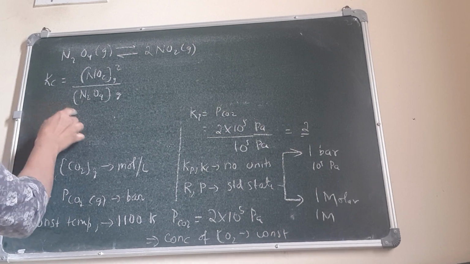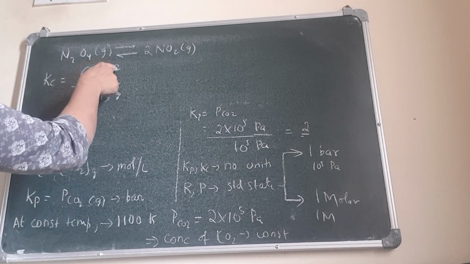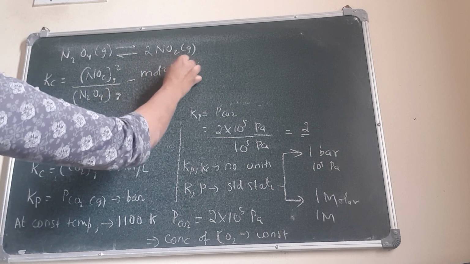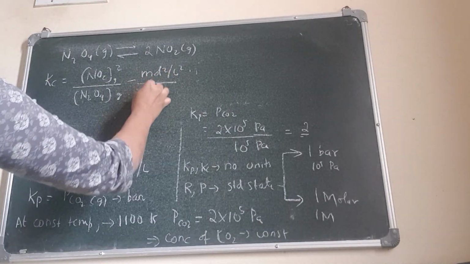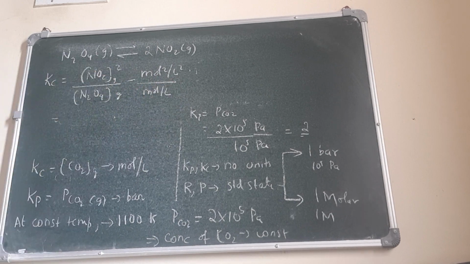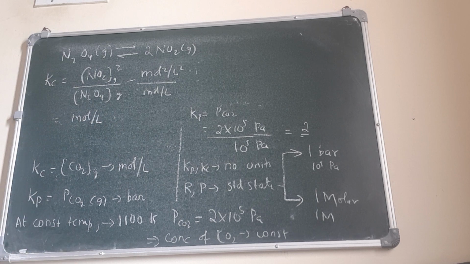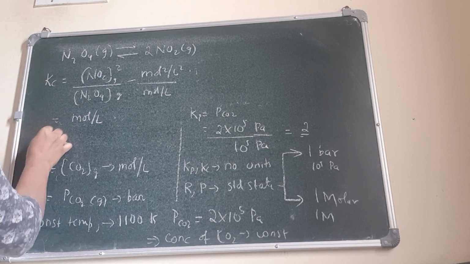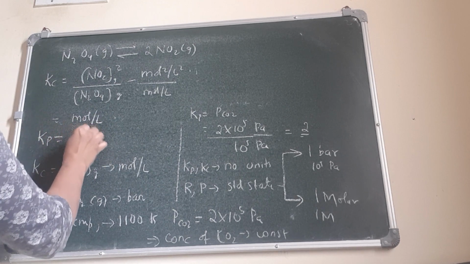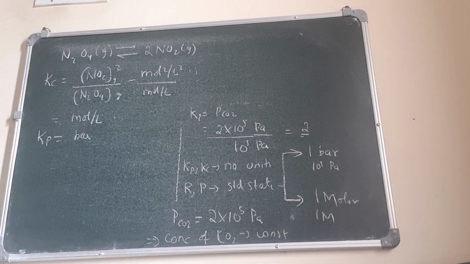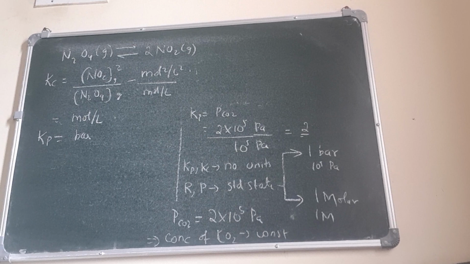Now, if you are talking about dimension as such, this will dimensionally be mole square per liter square, and here it will be mole per liter. So dimension-wise this Kc will have mole per liter if you're talking in terms of concentration. Kp will have units of bar, and we do not want that. So that's the reason what we do here is we try to represent it in its standard state.